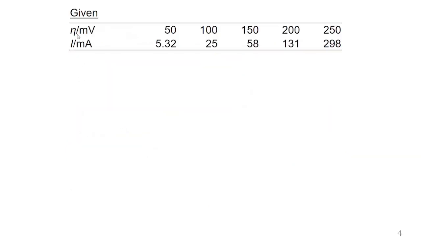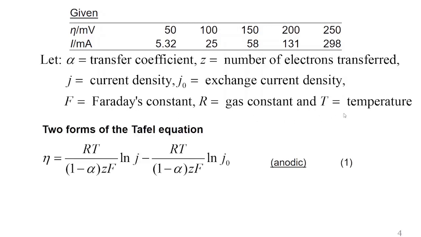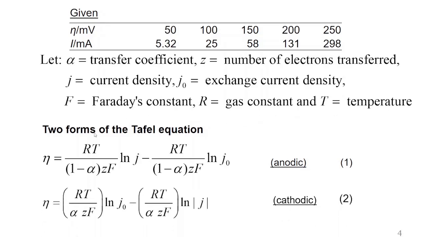Here are the overpotential values. Here are the current values. Let alpha represent the transfer coefficient, Z the number of electrons transferred, J the current density, J naught the exchange current density, F Faraday's constant, R the gas constant and T temperature. On the basis of these symbols, we can write the forms of the Tafel equation for the anodic process as well as the cathodic process.